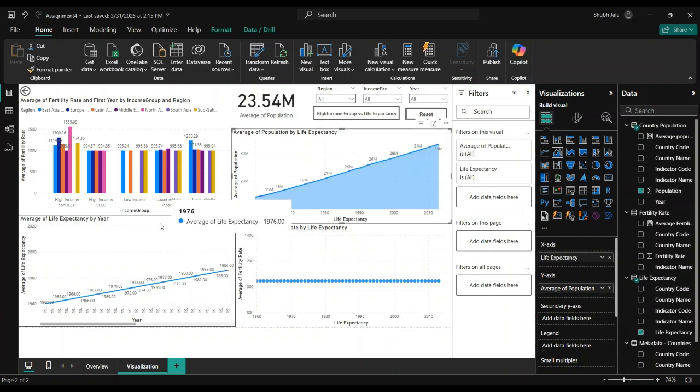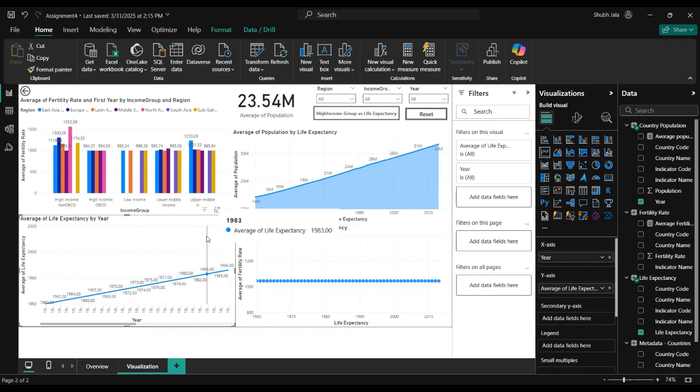After that, I created one more graph, the same as the line. Here I have taken the average of life expectancy by year. In the x-axis I take the years, and the y-axis is the average of life expectancy, in which by the end of 1986 the life expectancy is about 1986 as per the data set.